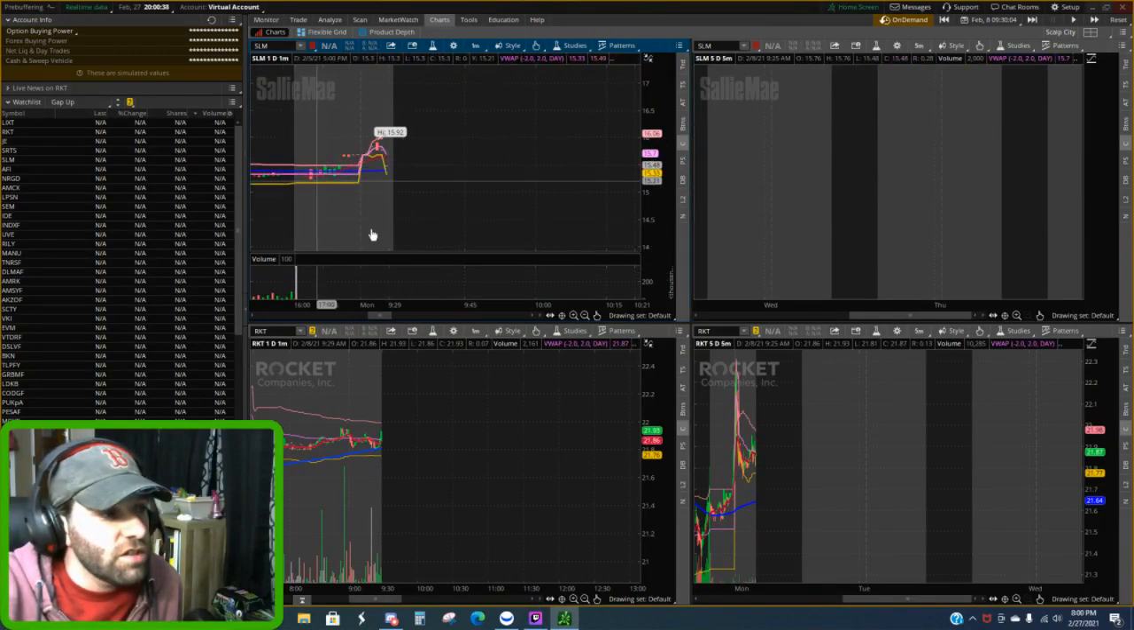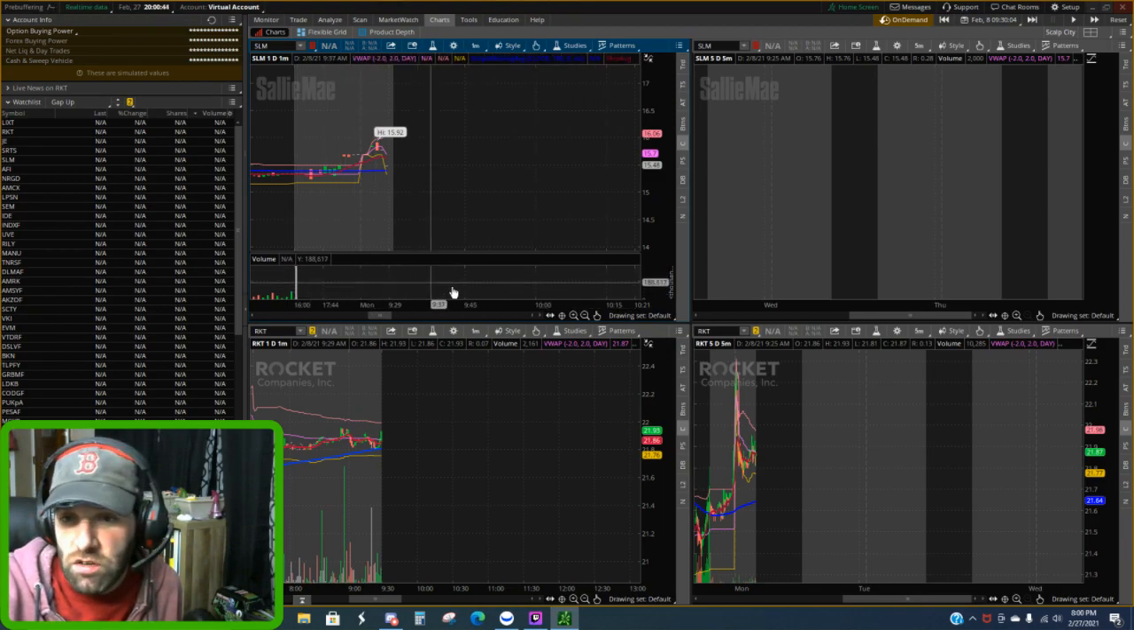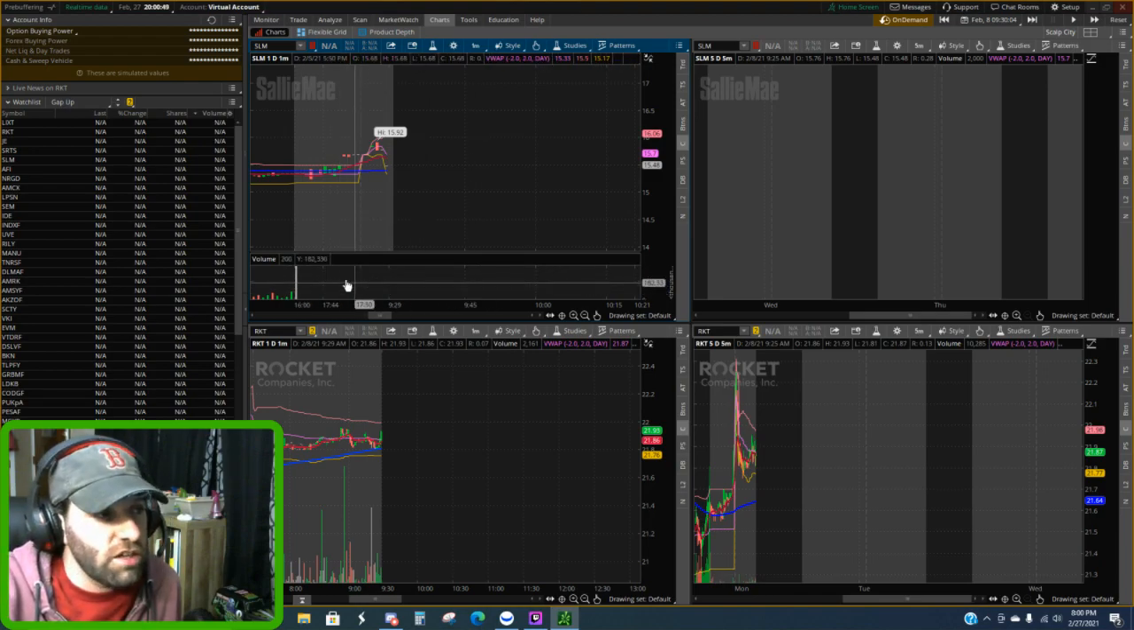Right now, this is over here. This volume set is pretty much a default. Don't trade with the volume like this. I'm just showing how it looks on default.